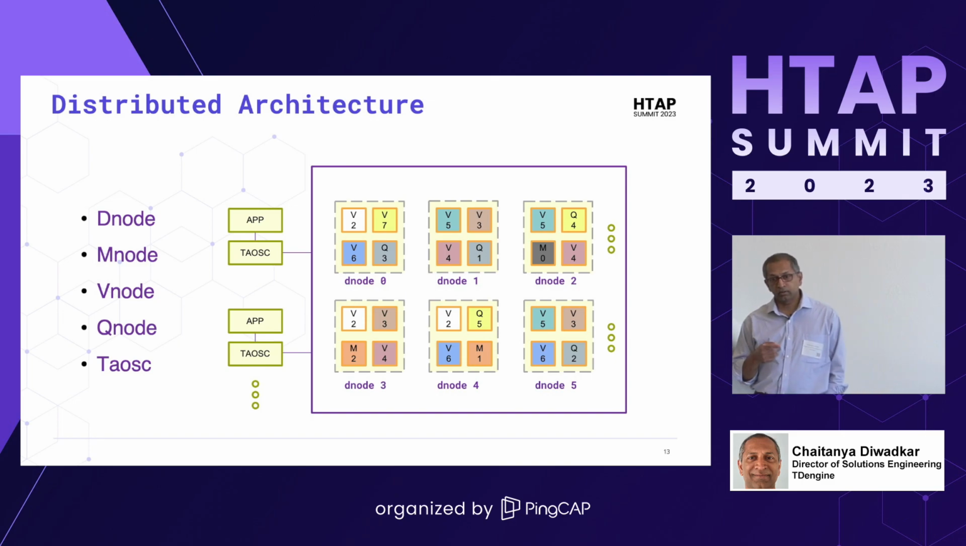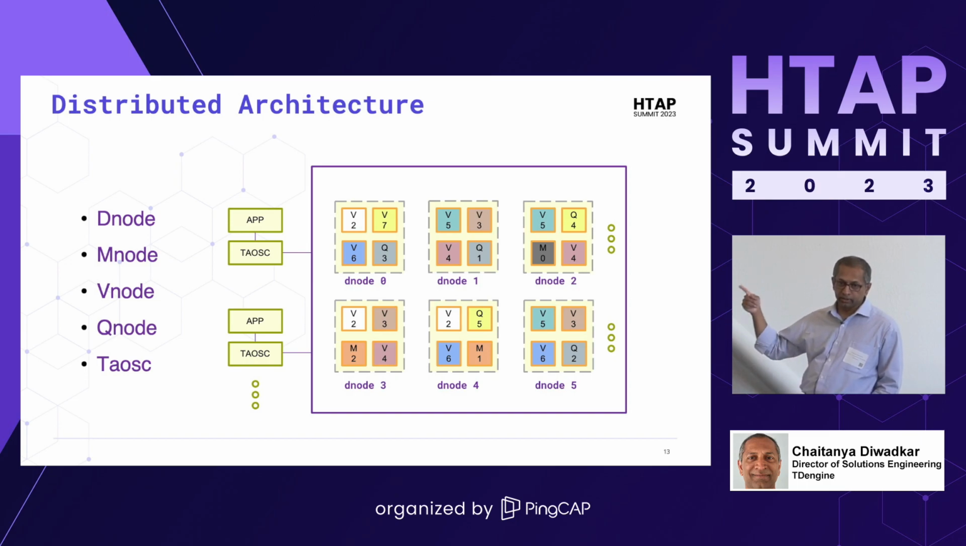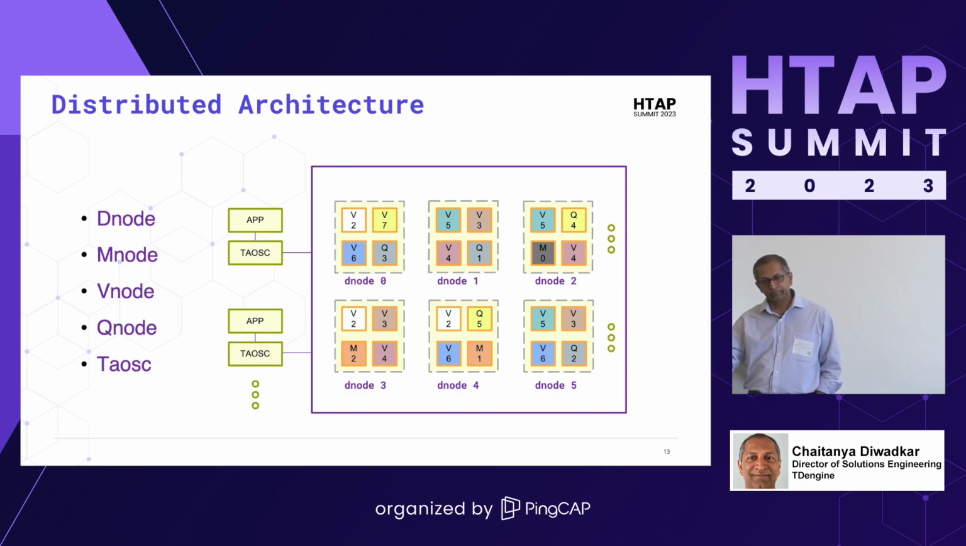I've also noticed that some of the D nodes don't even have a Q node. Yeah, exactly. So the Q node is launched when it's needed, and then the M nodes will figure out where the Q nodes are, and send the queries accordingly.